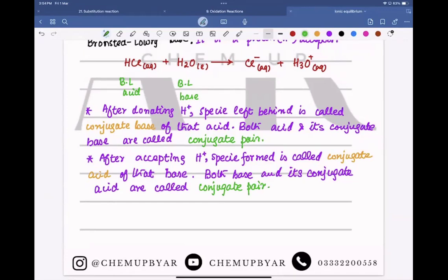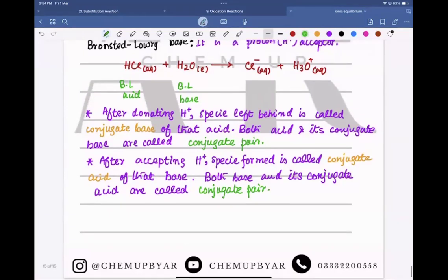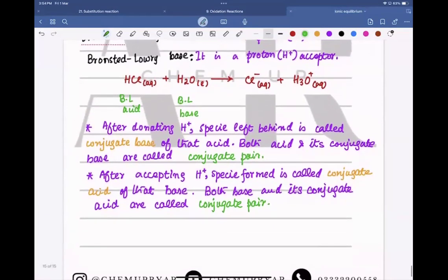Okay, then. We will look at a few examples, and then we will do the indicators and the titration curves in the next class. For today's class, I will keep it till here only.